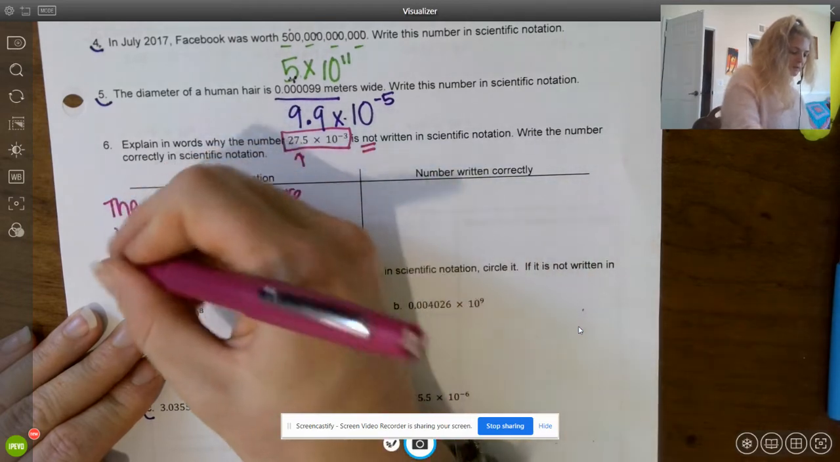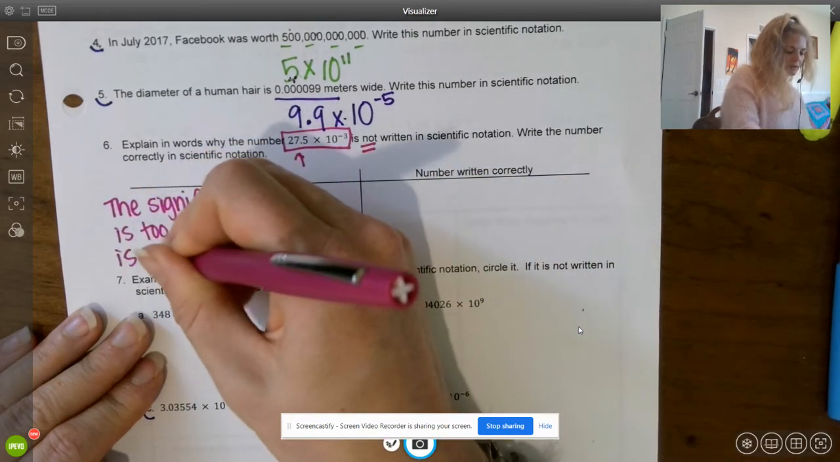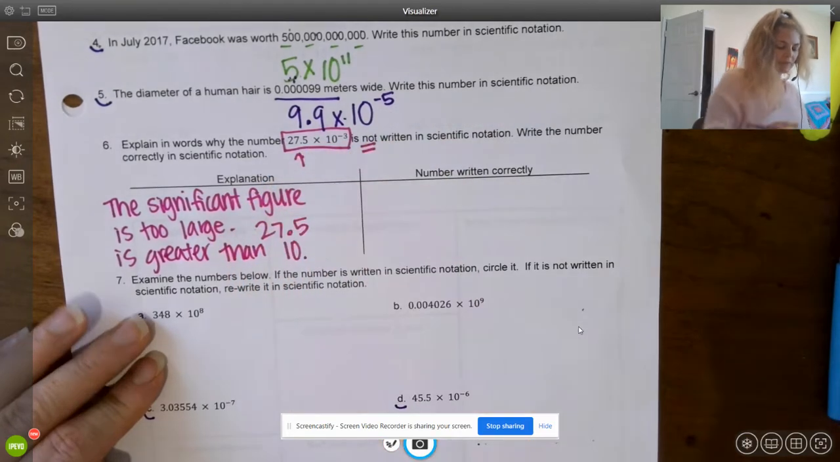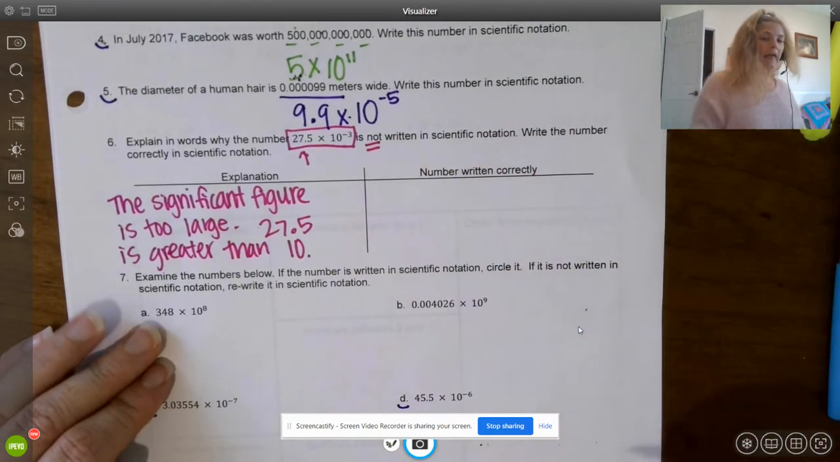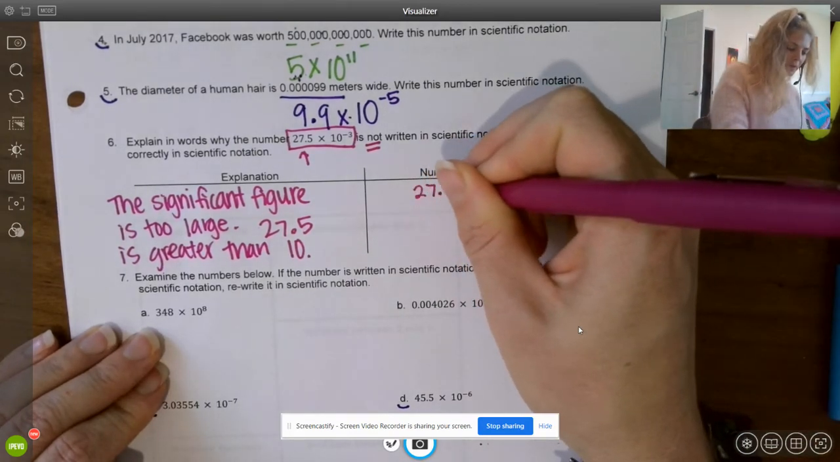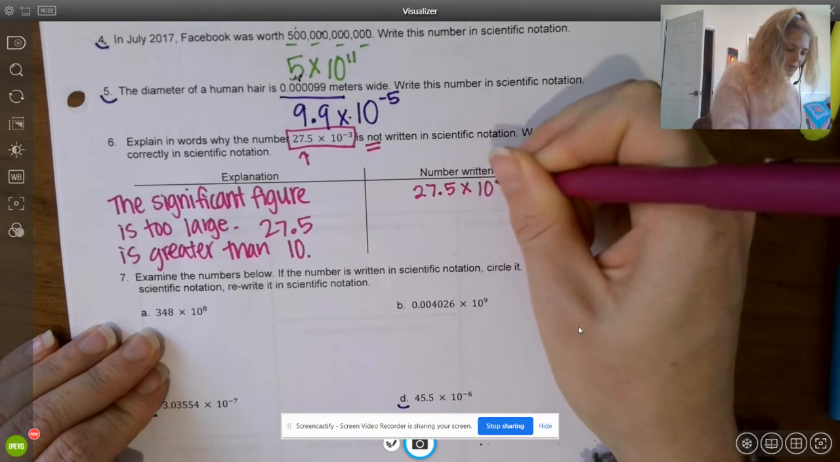27.5 is greater than 10. Perfect. So written correctly, these are the steps we're going to take, and this is a really important skill for the rest of the module.